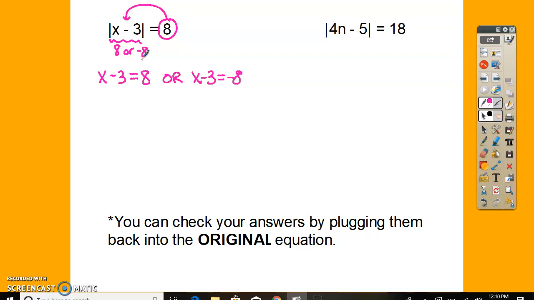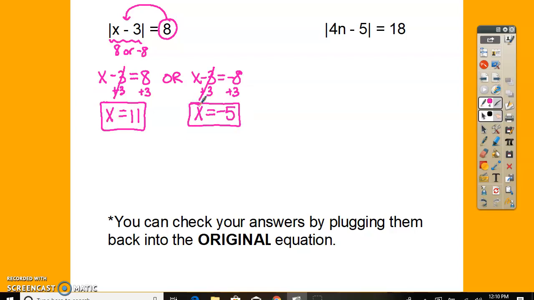If x minus 3 equals 8, then you simply add 3 to both sides so that you get x equals 11. Other equation, x minus 3 again, so you add 3, but now I'm adding 3 to a negative 8. So in this case, x equals negative 5. So those are our two answers. Now, you can and you should go back and check these answers to make sure that it makes sense.